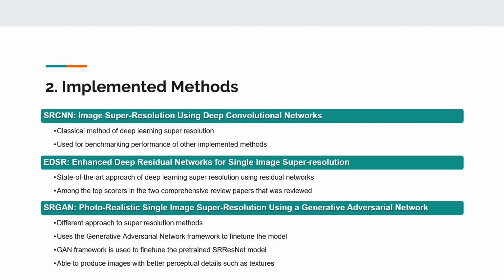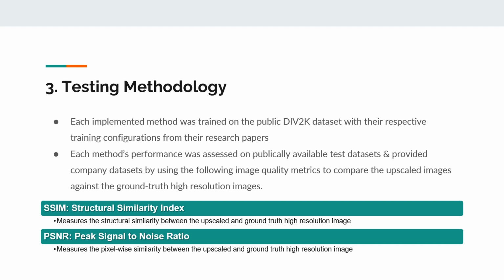Thirdly, we have SRGAN, a super resolution method that takes a different approach to image quality, where instead of learning to minimize pixel-wise differences, this method makes use of the GAN fine-tuning approach to learn the textures of images to improve perceptual quality.